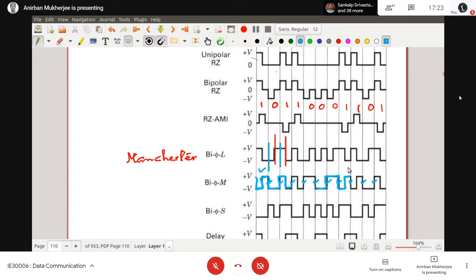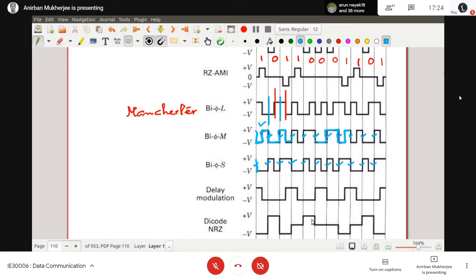Similarly, biphase S, first of all, at each beginning I will have a transition. Now say I have started from here, so I have a transition. Now S means if there's a 0, then I will have a midpoint transition, mid-duration transition, but at 1, I will not do any transition. Now, another is delay modulation.